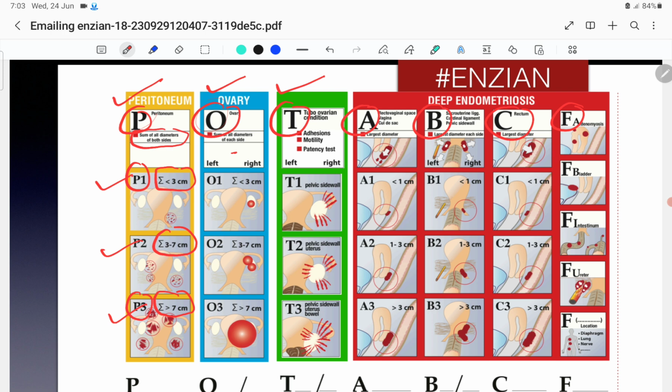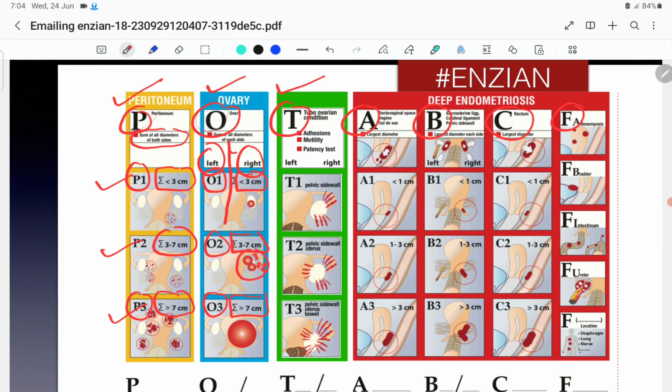Okay, next is ovary. In the ovary you have to see the ovarian endometrioma, the sum of all diameters on each side. Here it has to be divided into left and right. So when you see two ovarian endometriomas on the right side, you sum up 3 plus 2, it is 5 centimeters, then it is O2. So you have to calculate the sum of all diameters on each side. O1 means the diameter of the endometrioma is less than 3 centimeters. O2 is 3 to 7 centimeters. O3 is more than 7 centimeters.